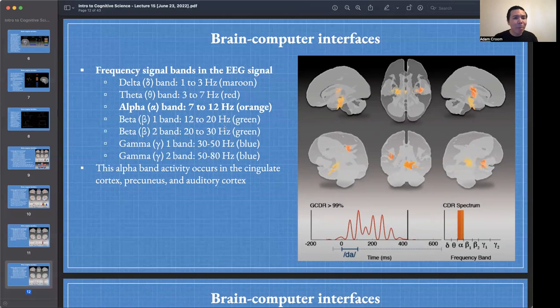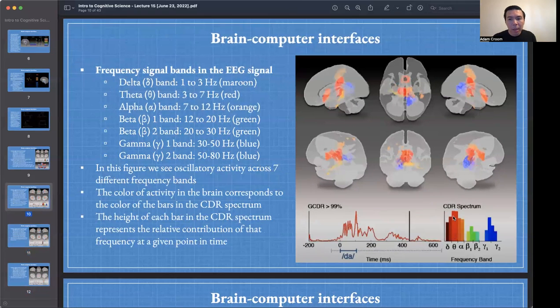The delta band activity occurs in the midbrain limbic structures, including the thalamus and the temporal cortex. We also have the theta band. I didn't have a clear image of just the theta band, but the theta band would be these two, for example. This is the delta, this is the theta. In terms of color, delta is maroon, theta is more red, whereas alpha is orange. So if we're looking for red, we can see that theta band activity occurs right around there.